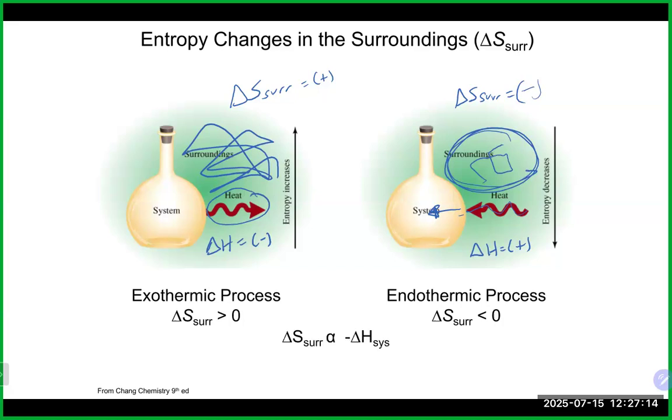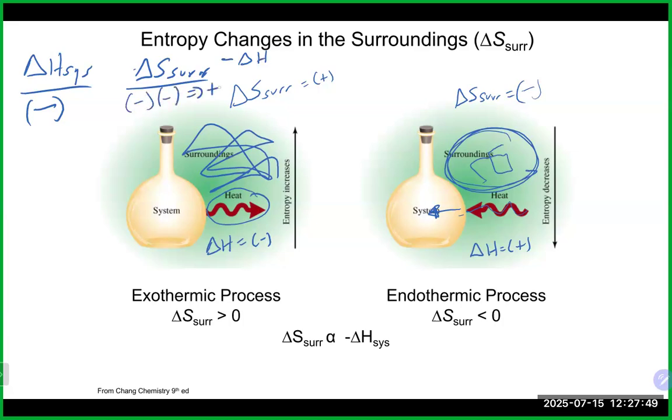So the entropy is related to the delta S of the surroundings. The delta S of the surroundings is proportional to negative delta H of the system. So what does that mean? It means basically this: delta H of the system and delta S of the surroundings. So if you have an exothermic process, the delta H is going to be negative, and the delta S of the surroundings is proportional to negative the delta H. So a negative and a negative will turn the surroundings into a positive value.